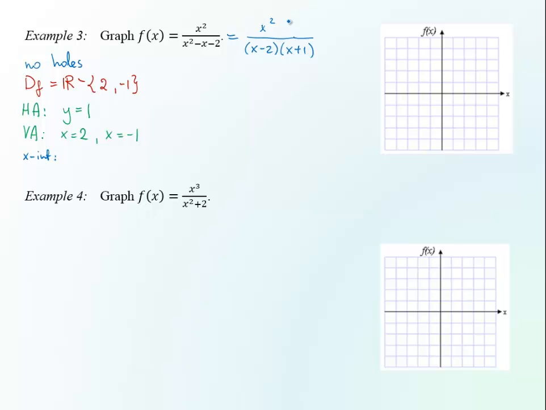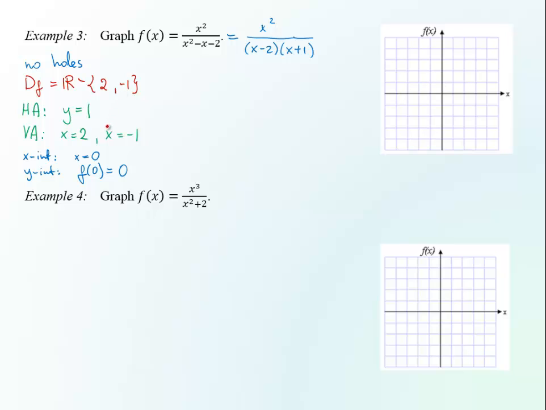And what about x and y intercepts? The x-intercept is when the numerator is 0, so when x equals 0. And for the y-intercept, we need to evaluate f of 0. So plug in 0 everywhere, and yes, we have 0 as well. So the x and y intercepts are the same, and they are 0. That means the graph goes through the origin.